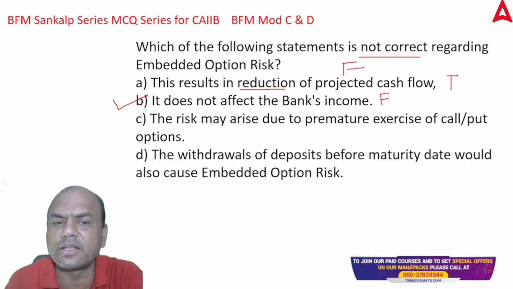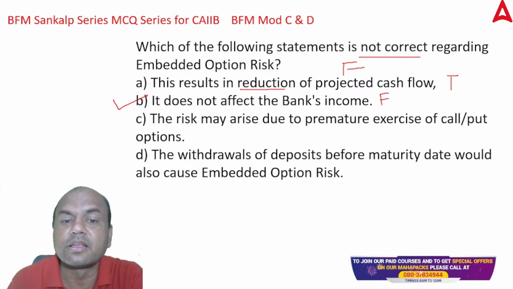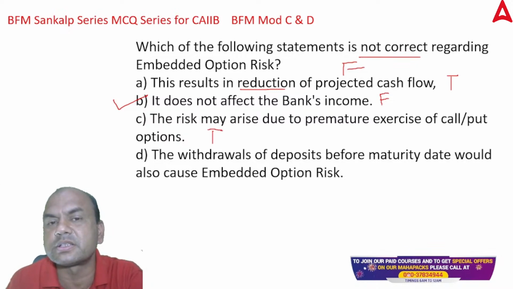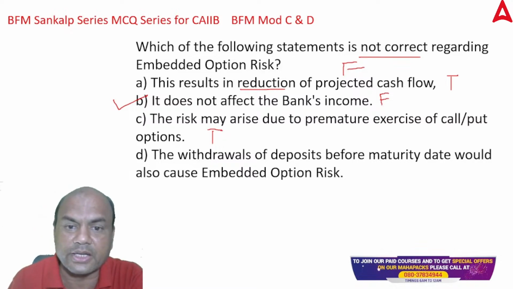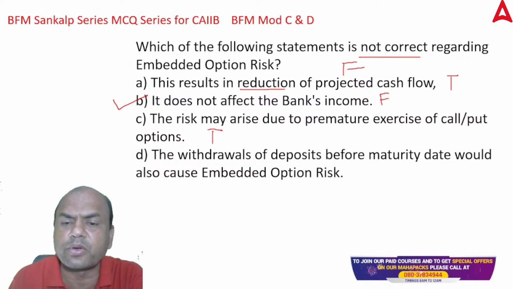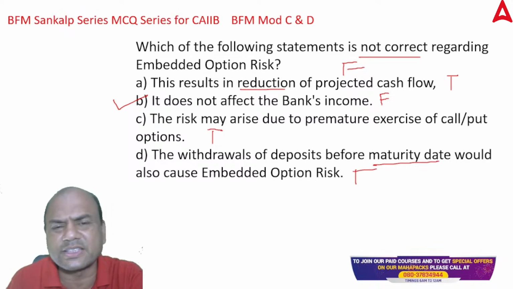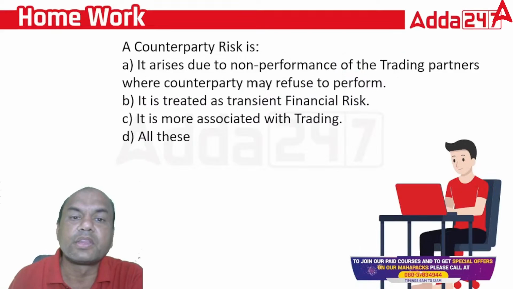Don't even look at C and D now, because there is no option of all of these. If you want, I'll just go through it. Here, the risk may arise due to premature exercise of call put option. So that is true. What is call put option? Call put means the customer has a right to repay the loan or withdraw the cash. And D, the withdrawal of deposit before maturity date would also cause embedded option risk, isn't it? Just now we saw that. So that is also true. So that's why I said in exam, don't even look at C and D. Immediately move on.